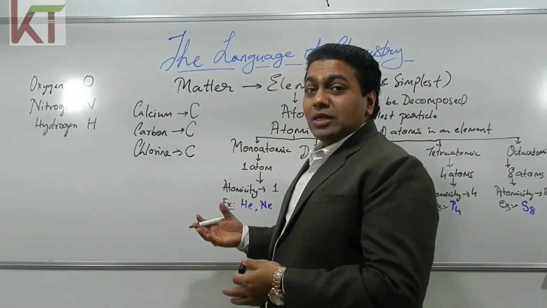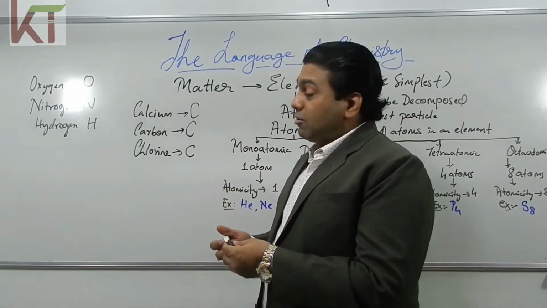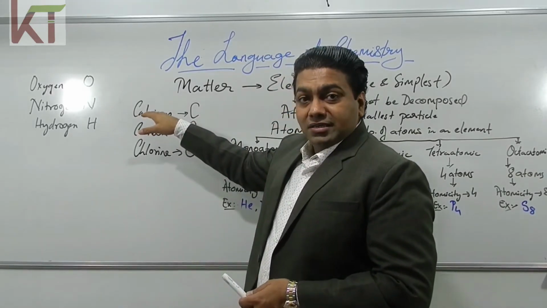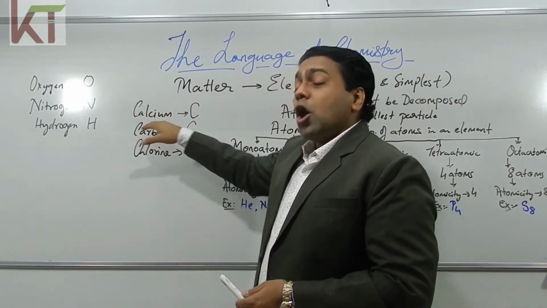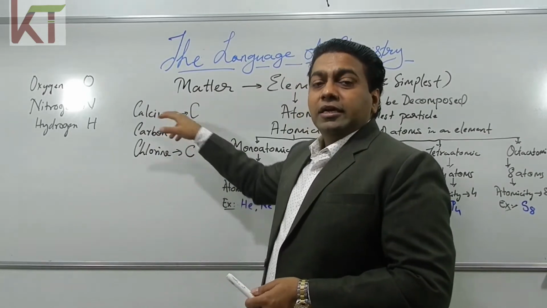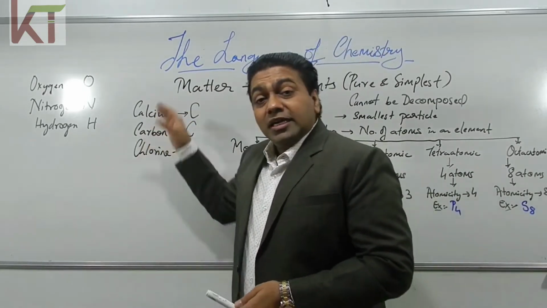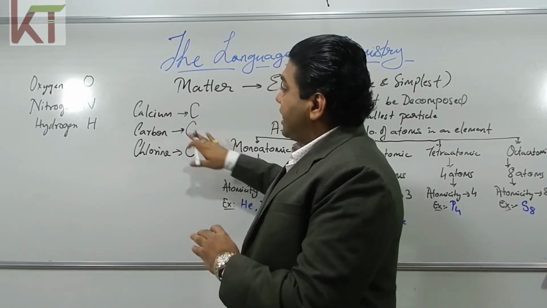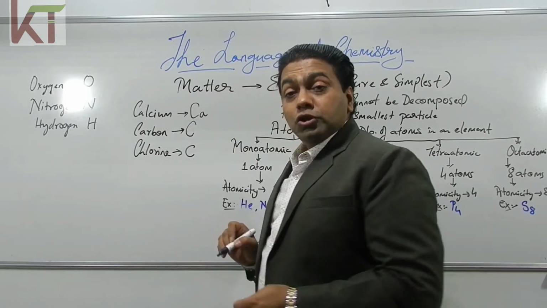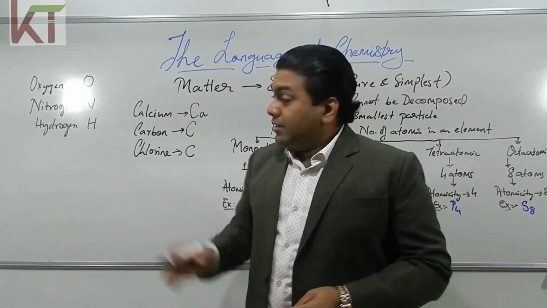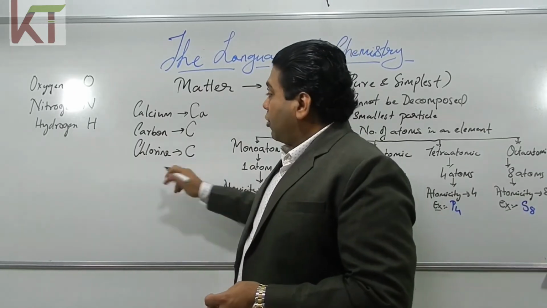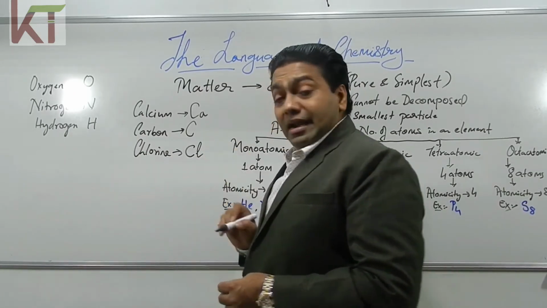So what do we do? Then we came up with a second thought process that we may have to use the second letter, or maybe a third or a fourth letter of the chemical element to form the symbol. So for carbon, we let it be as C, but for calcium, we used Ca as the symbol, the second letter. For chlorine, we used Cl, right?